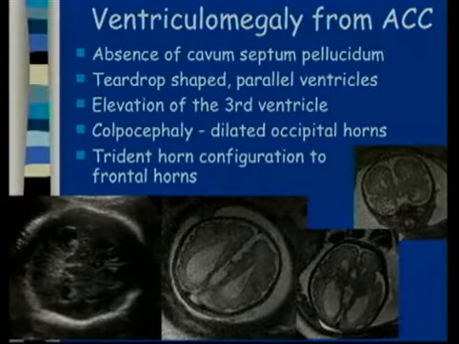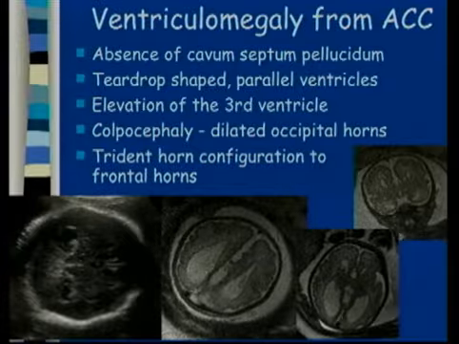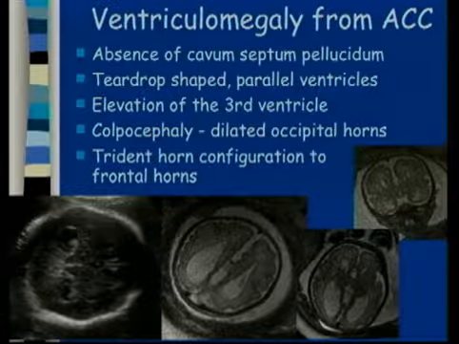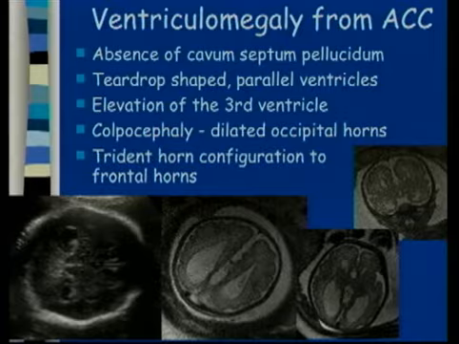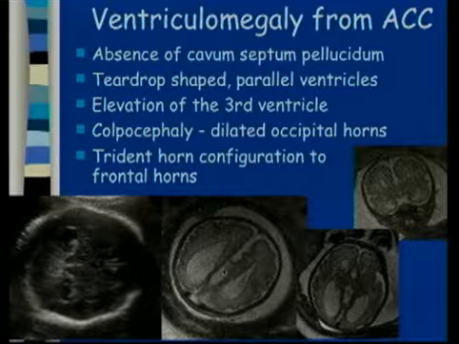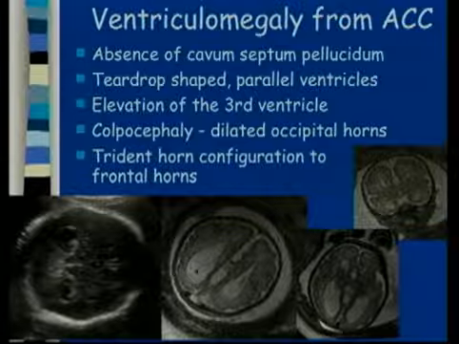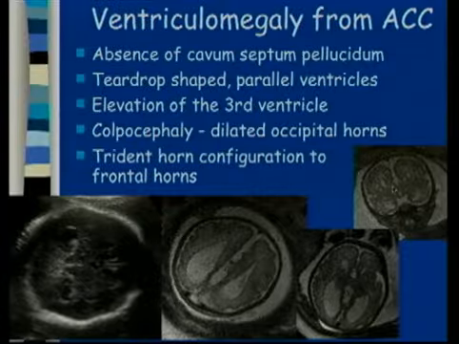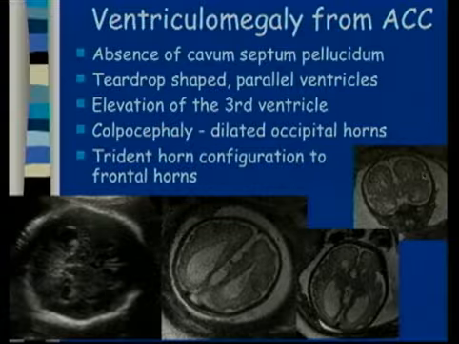Now, the other fetus wasn't so simple. It had dilated ventricles, but they were teardrop. On this MRI, you can see it a little bit better, but it was on the ultrasound image, the teardrop parallel shape of the ventricles with elevation of the third ventricle in between. This appearance of the teardrop is called colpocephaly, with dilatation of the occipital horns. And the frontal horns have this trident horn appearance, and that is classic for ACC.